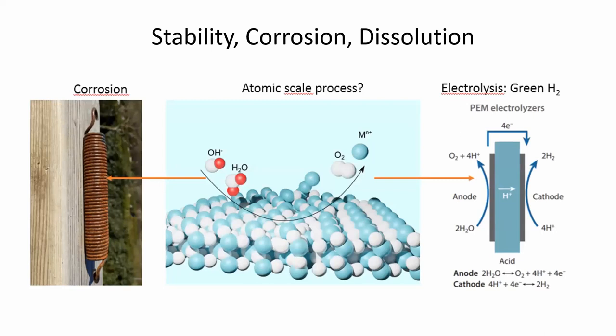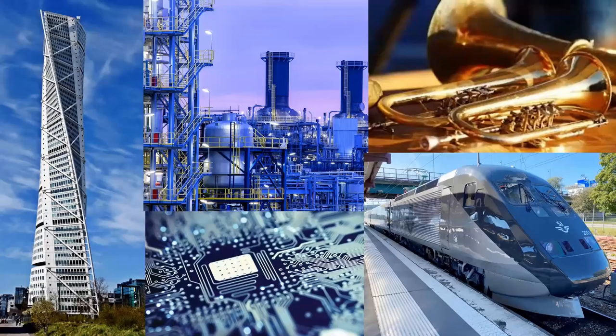And we tend to associate the same type of processes that we would like to study in surface science with both these problems. I will start with corrosion. So we use metals all over the place, right? In buildings, industry, electronics, musical instruments, and also vehicles like this one here. This is a Swedish train.